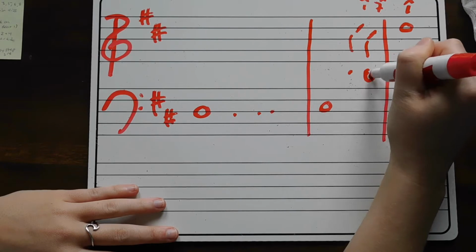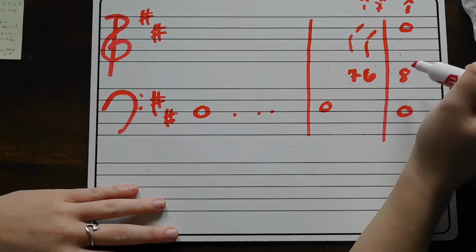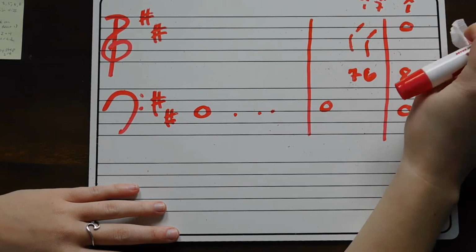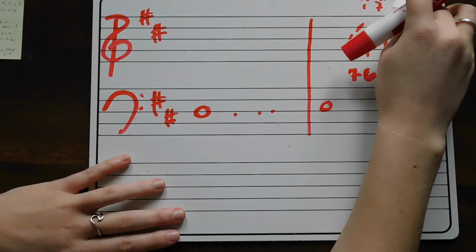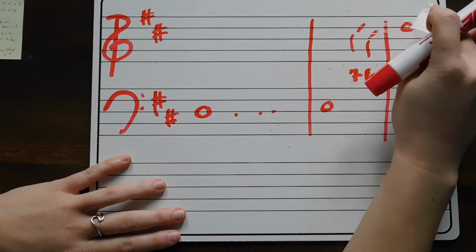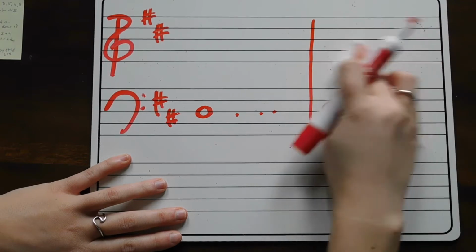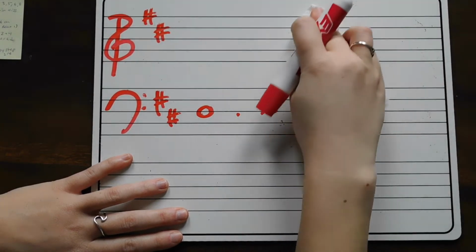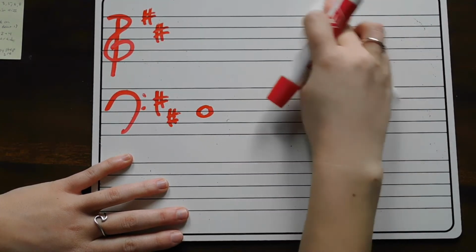This is actually a 6 and then that's a 7. Okay? So just make sure that those numbers have to do with your scale degrees. All right, so that's cadences. All right, I'm gonna erase this and we're gonna go back to a couple other rules over here.